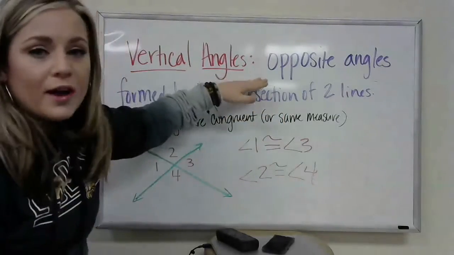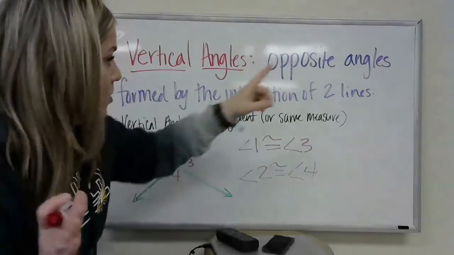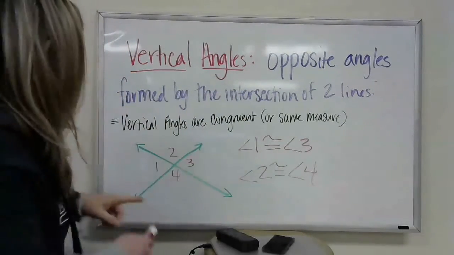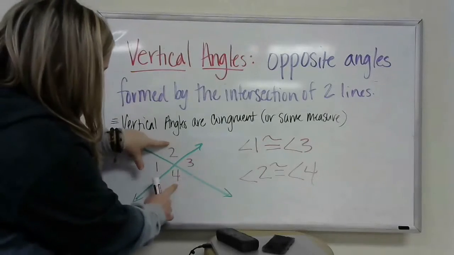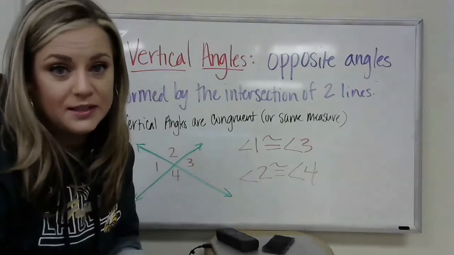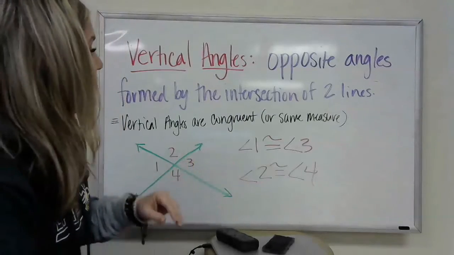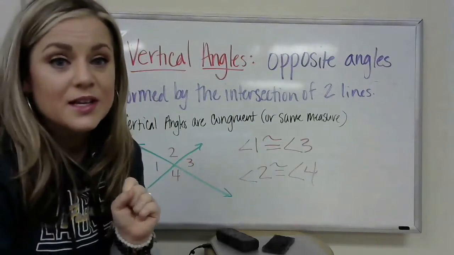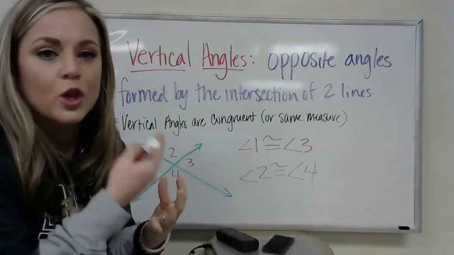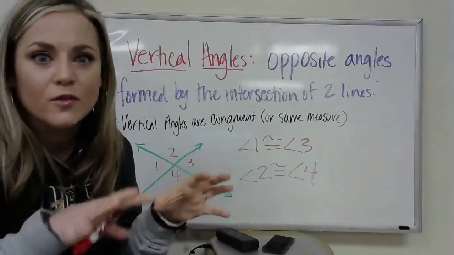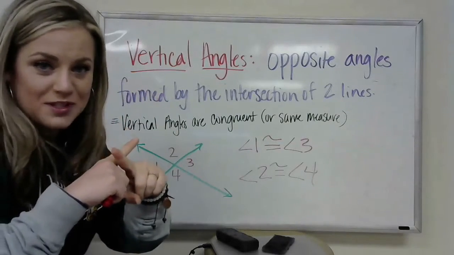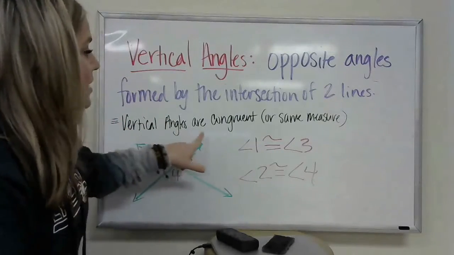Okay, so vertical angles are opposite angles formed by the intersection of two lines. So when two lines cross, like right here, these are opposite. 2 and 4 are opposite, and 1 and 3, they're opposite of each other, okay? What you really need to know is, it's like detective work. We're going to have to use what we're learning with this vocabulary word to solve our problems, okay? So they're formed when two lines intersect and they're opposite. And vertical angles are congruent.